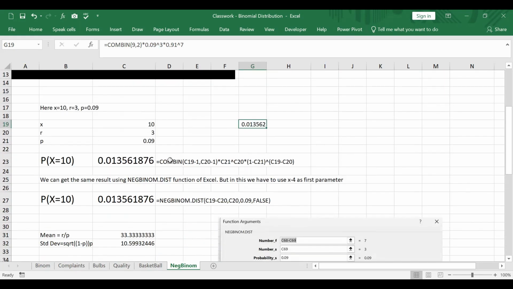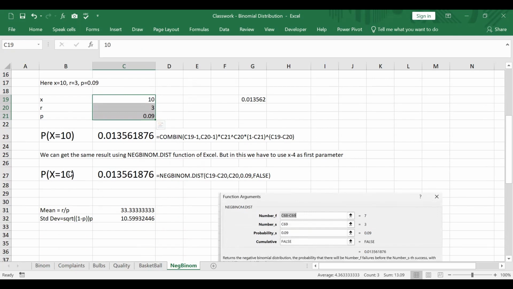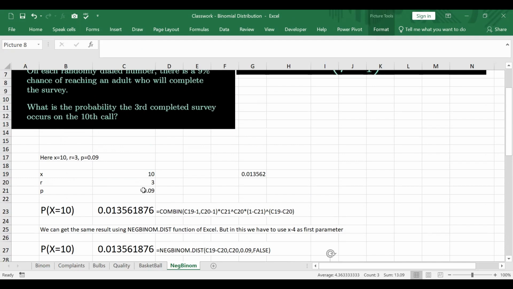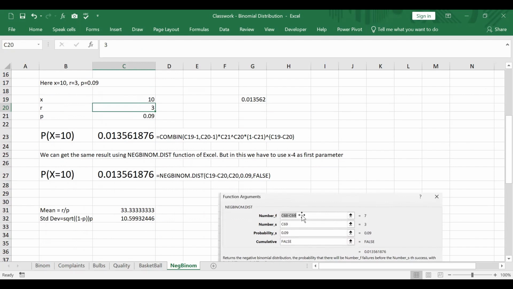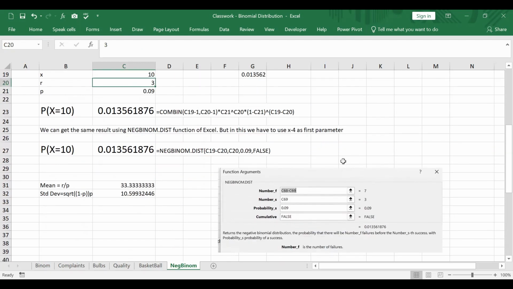The advantage of using cell references is that if you change the numbers here, the formula automatically changes; you don't have to repeat it. Now, there is a negative binomial distribution formula in Excel also, but something to be remembered here: it is not the number of trials, it is the number of failures. So you are talking about 10 trials and r successes, that is 10 trials and 3 successes. So 10 minus 3 is the number of failures. That is the point you have to put here: 7.